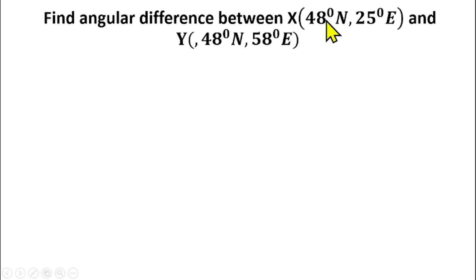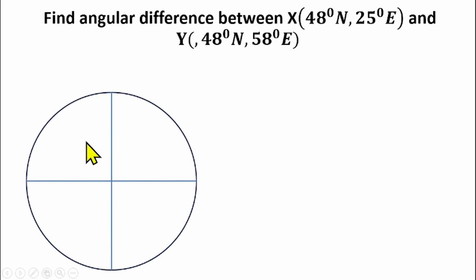They are on the same latitude, 48 degrees north, so we don't need that to find the angular difference. We need the angle by which they differ, which is 25 and 58. But they are in the same hemisphere now, which is east, so I'm going to subtract the angles to get the angular difference. So 58 minus 25 gives us 33 degrees.